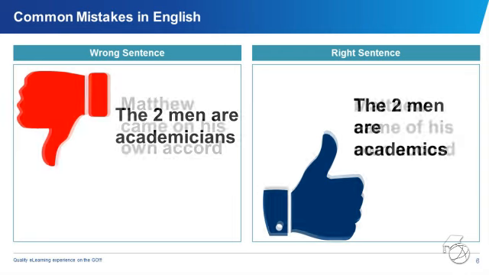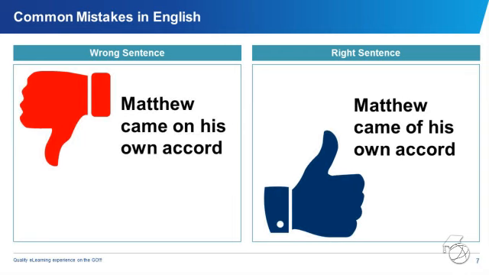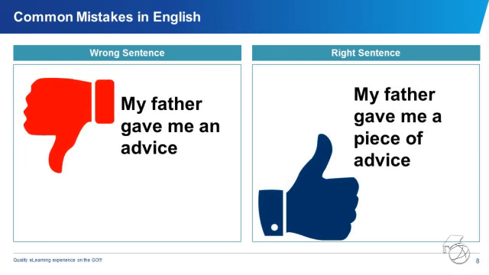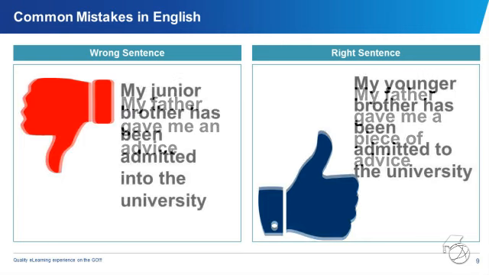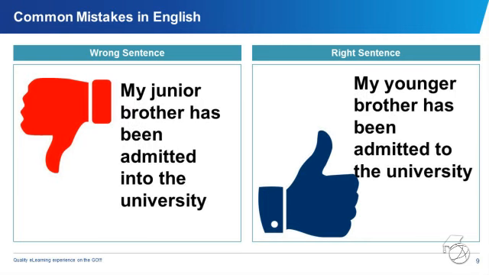It is wrong to say, "Matthew came on his own accord." It is right to say, "Matthew came of his own accord." "My father gave me an advice." It's wrong. But instead you say, "My father gave me a piece of advice." It is wrong to say, "My junior brother has been admitted into the university." But it is right to say, "My younger brother has been admitted to the university."